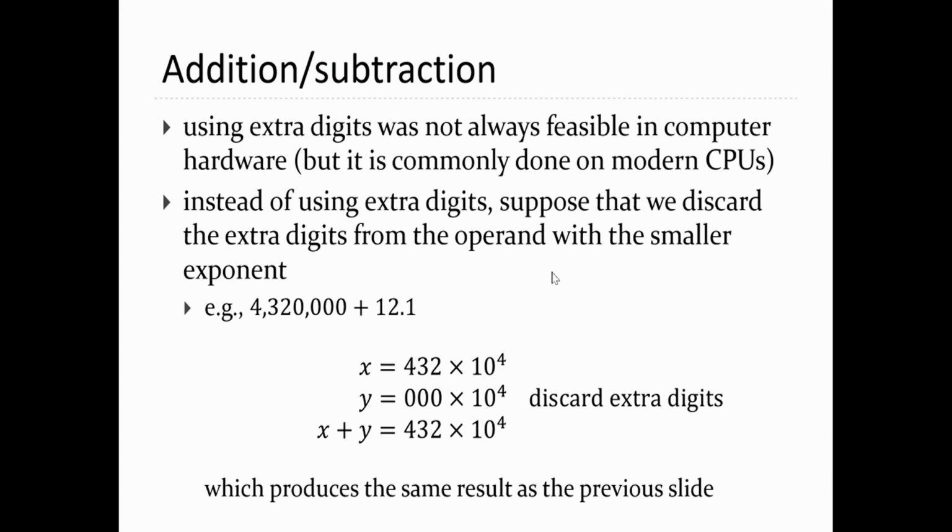So we have to decide what we are going to do if we don't have these extra digits. What we have to do is just discard all of those digits to the right of the decimal point. So when I compute 4,320,000 plus 12.1, you write down your 2 numbers, writing the smaller number so that it has the same exponent as the larger value, and then discard all of the digits that you don't have. And so here you end up with 432 times 10 to the 4. That's the same result as the previous slide.